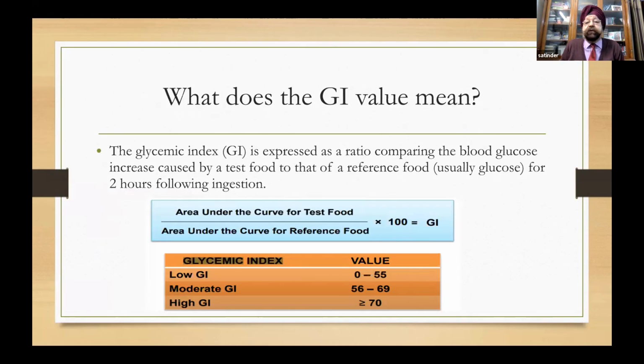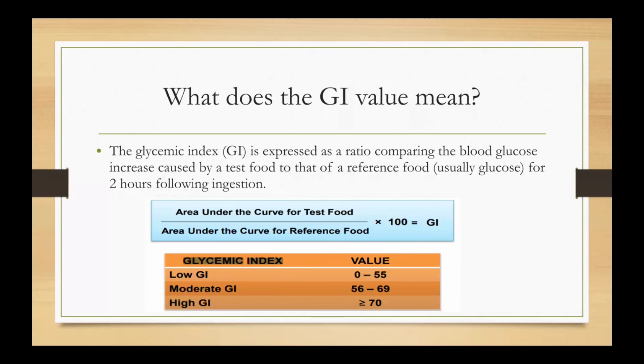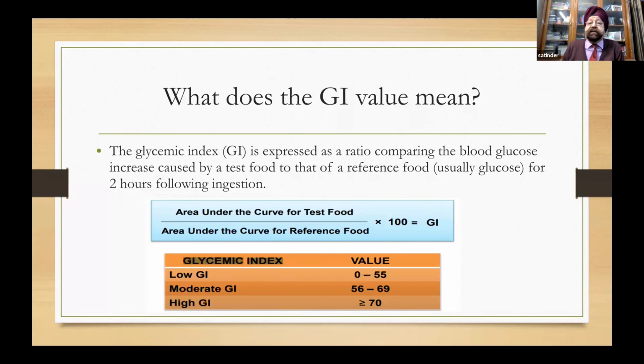What does the GI value mean? The glycemic index is expressed as a ratio comparing the blood glucose increase caused by a test food, say one fruit, to that of a reference food, which is usually glucose or, more recently, white bread. This whole rise in glucose over a period of 2 hours is charted, and both areas under the curves are compared. You can see the formula: area under the curve for the test food divided by area under the curve for the reference food, times 100, gives us the glycemic index.